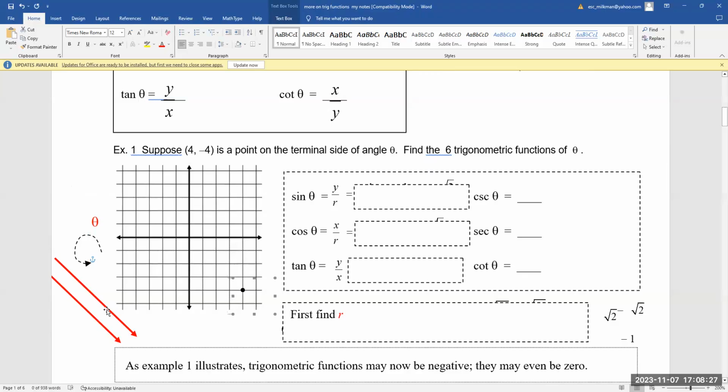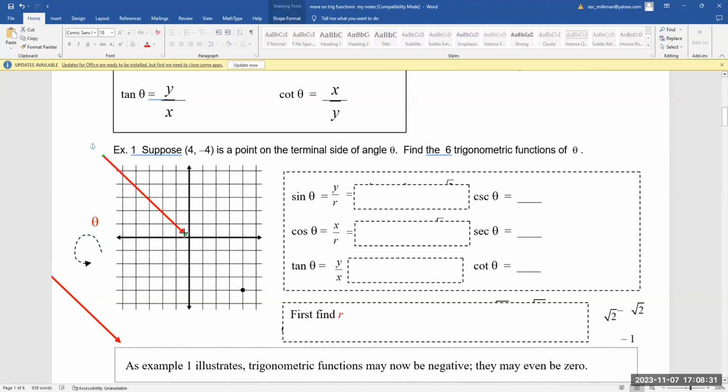I want to draw it in standard position. So that means I asked you to do this in colored pencil, and some of you chose to do that and some of you didn't, and I was still able to figure it out. But your positive x-axis should have contained a ray, which meant I was looking for arrows.